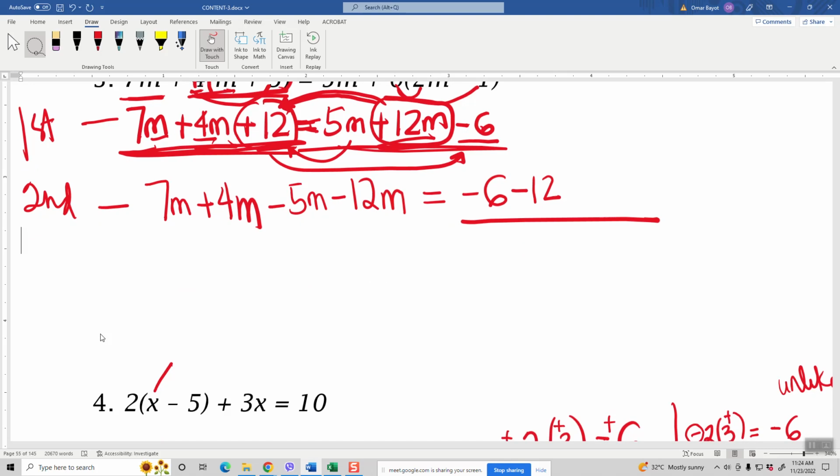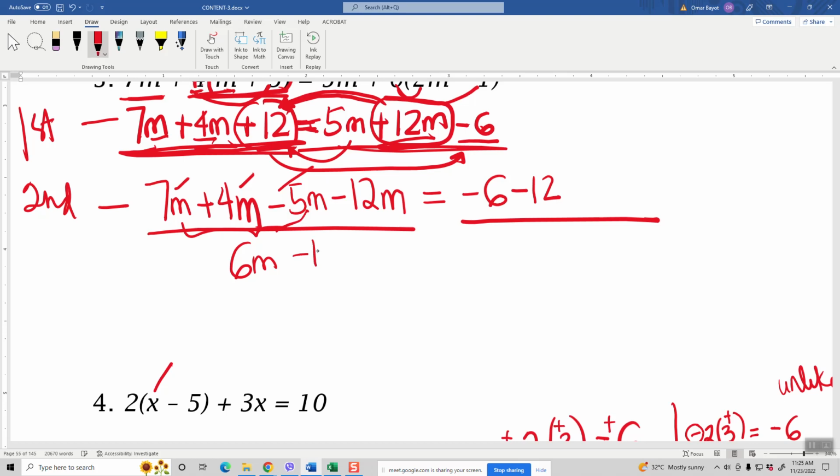In the third step, class, we are going to add them algebraically. Okay? So, perform the indicated operation. Since they all have m, we can add them all here. Okay? So, 7m plus 4m will give you 11m. 11m minus 5m is positive 6m. Okay, so this becomes positive 6m. These three.